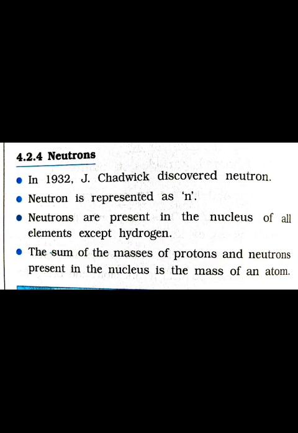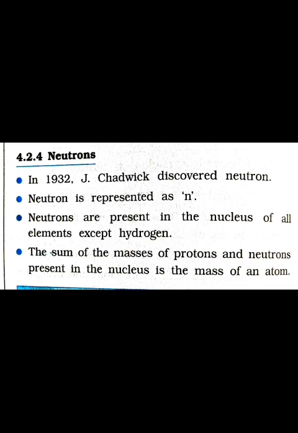As neutrons are present in the nucleus of an atom like protons, the mass of an atom is therefore given by the sum of the masses of protons and neutrons present in the nucleus. So both protons and neutrons are present in the nucleus of an atom.